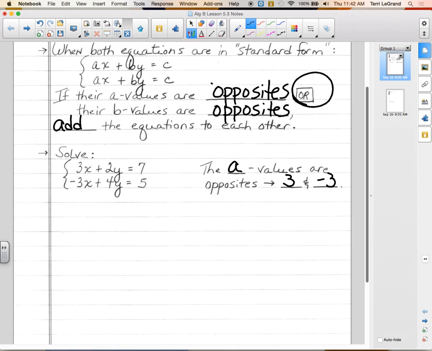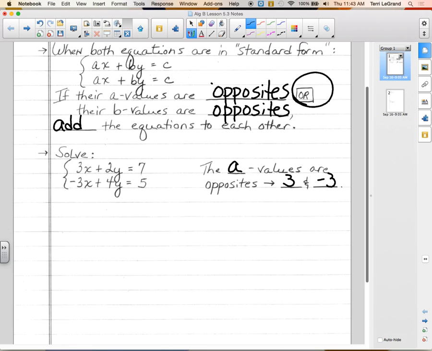So that's what we need to zero in on. We need to say, are the a values opposites of each other, or are the b values opposites of each other? If one or the other is, we need to just go to work adding them together. Because what happens when you add opposites? You get 0. And if you have a 0x, that's not the same as x. It's the same as 0. 0 times something is 0. And when you add 0 to those y's, what are you going to get? Those y's. Adding opposites is going to create 0.